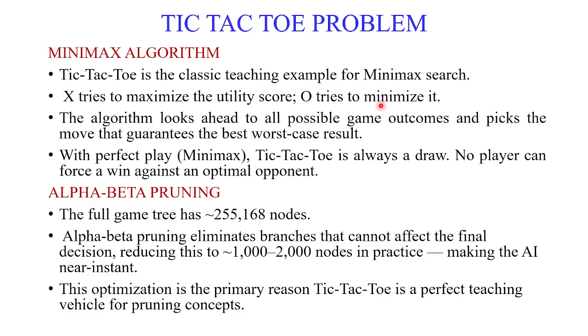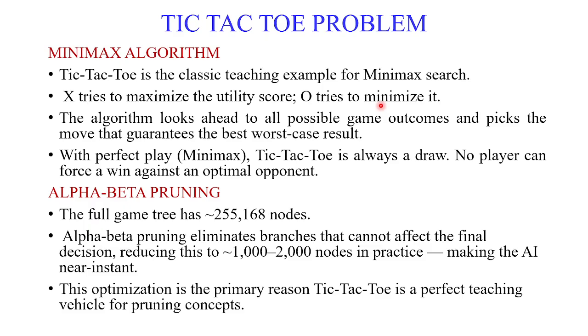So with perfect play, tic-tac-toe is always a draw. No player can force a win against an optimal opponent. Whoever's turn it is, whether it is the max turn or the min turn, max tries to maximize and min tries to minimize. Okay. So with a perfect minimax play, every tic-tac-toe game ends in a draw. No player can force a win.